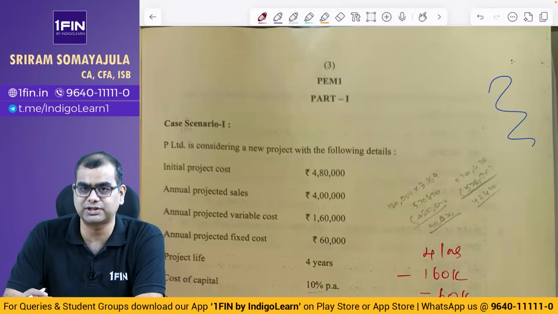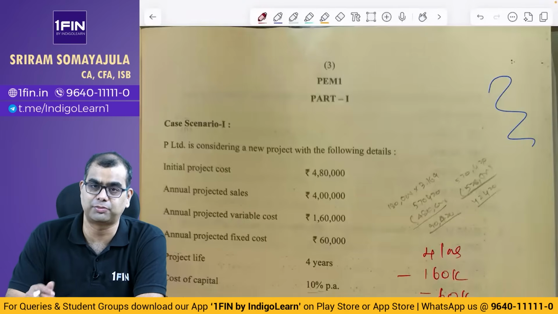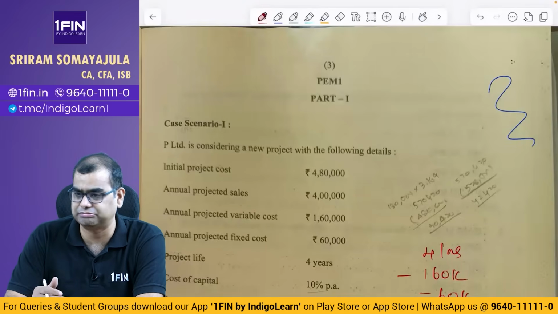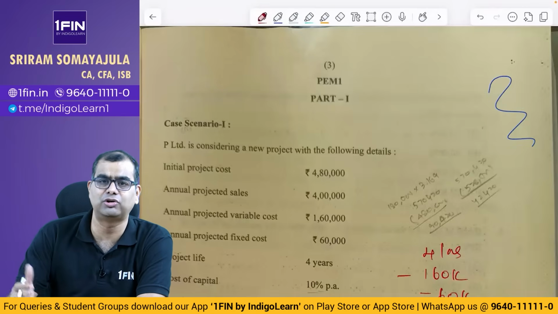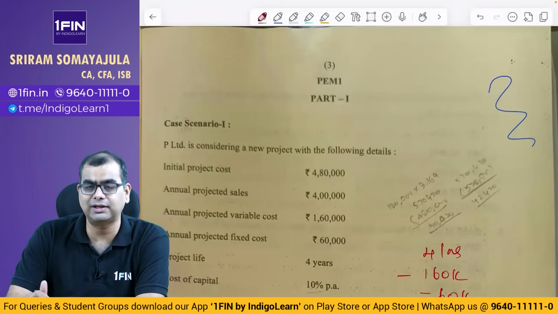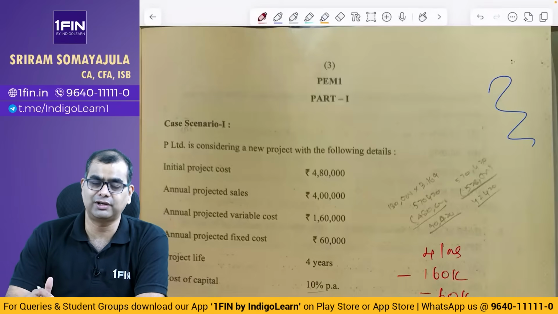Some questions were direct from the material, but quite a few were new types of questions, a new variety, probably something which has not been asked in the last 7, 8 or 10 attempts. Completely different. Probably they were asked about 7, 8 years ago. We don't know. But largely, quite a few questions were novel.